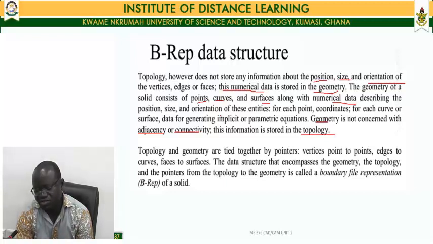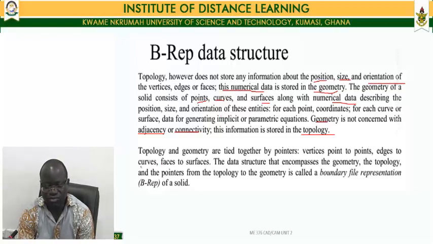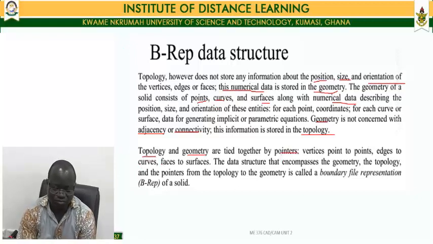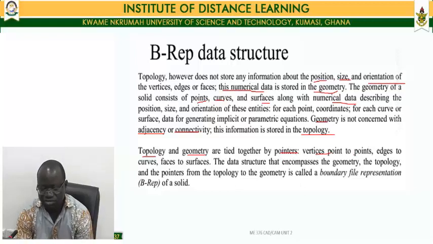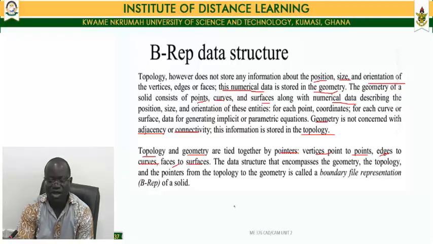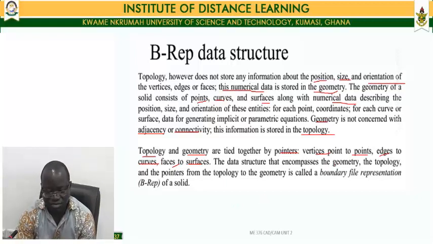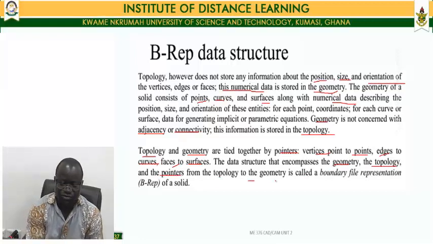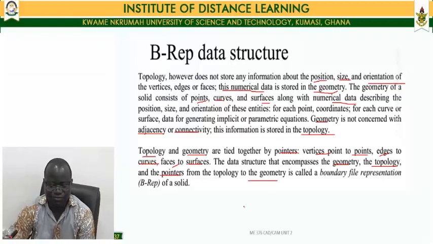That is vertex points to points, then edge to curves, then faces to surfaces. So this is how the topology and the geometry tie together. This data structure gives you the geometry, the topology, and the pointers from the topology to the geometry. When you have this type of structure, we call it a boundary representation, shortened as BREP. So we've seen what the BREP structure is.